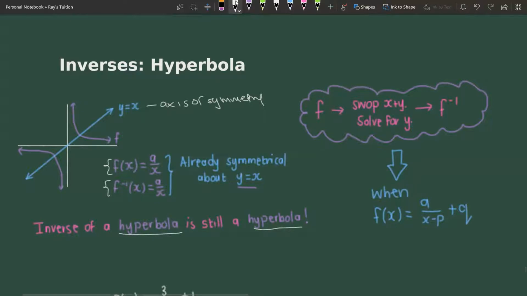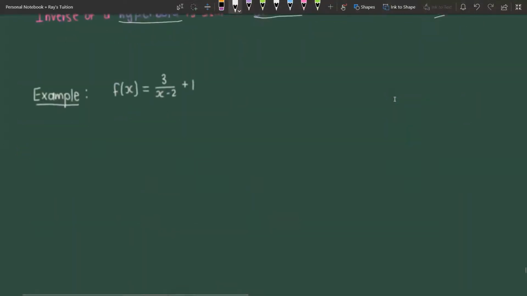And in general, how do we get the inverse, which is a reflection about y = x? We start with f, swap x and y, and solve for y, and what we're going to be left with is the inverse of f. So when f(x) = a over (x minus p) plus q, and we have different parameters for p and q, we can get different graphs. So let's have a look at an example.